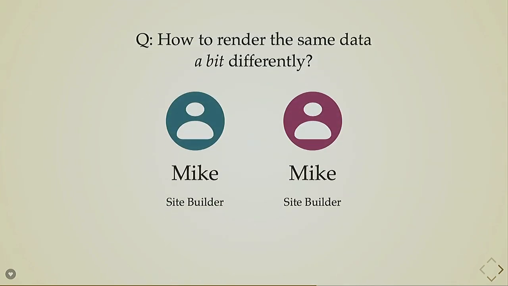But how to render the same data with the same data model a bit differently? Like here, we have two user profiles. One we want in pink and another we want in blue, for example. We can use CSS modifiers. We can include them directly in the Twig templates, or we can put them somewhere in the admin interface.